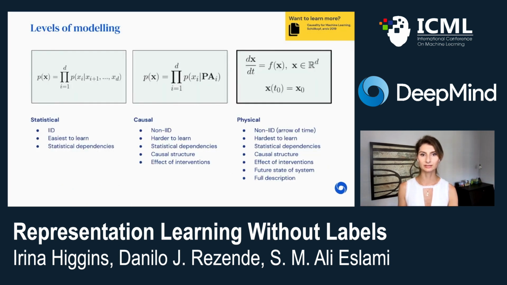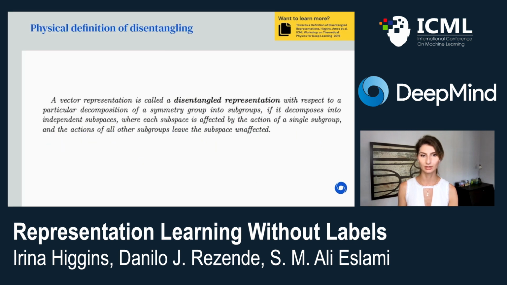Moving on to the physical definition of disentangling. A vector representation is called disentangled with respect to a particular decomposition of a symmetry group into subgroups if it decomposes into independent subspaces, where each subspace is affected by the action of a single subgroup, and the actions of all other subgroups leave the subspace unaffected.